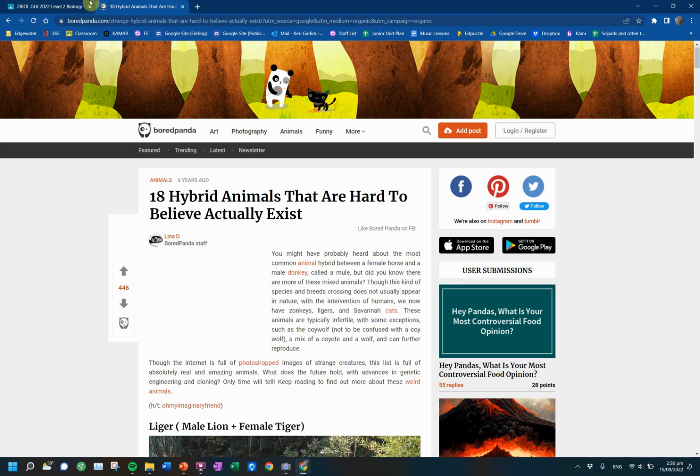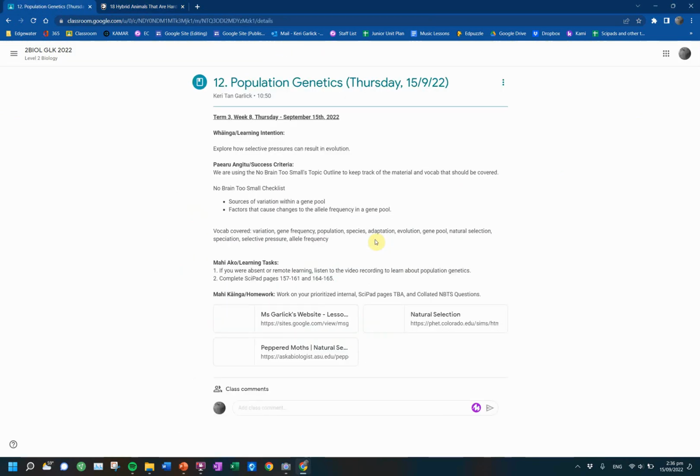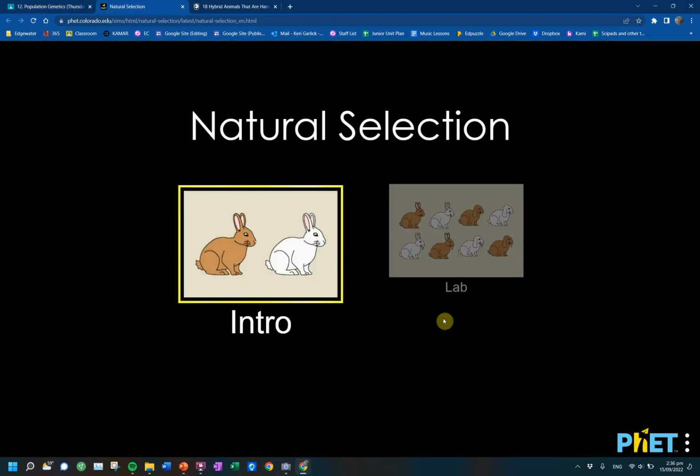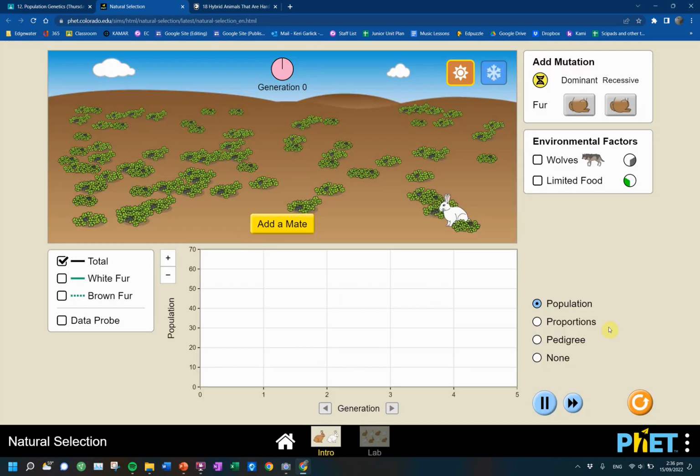On Google Classroom, I've linked websites to help us see the population genetics. The first one I'll go through and the other two you can play with. We're looking at PhET. Here's my little rabbit. We have one rabbit to start with. If I add a mate, right now I only have white rabbits, so I only have one trait in that generation. Then we let the generations go through. You see how my rabbits are breeding? Now all of them are white, because there's no variation in that population.